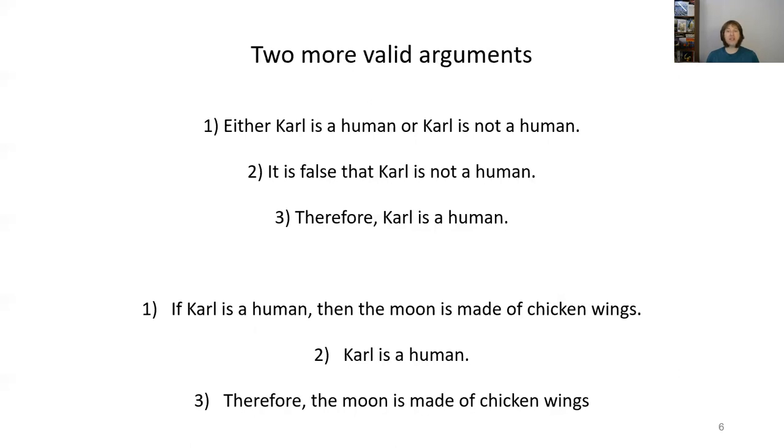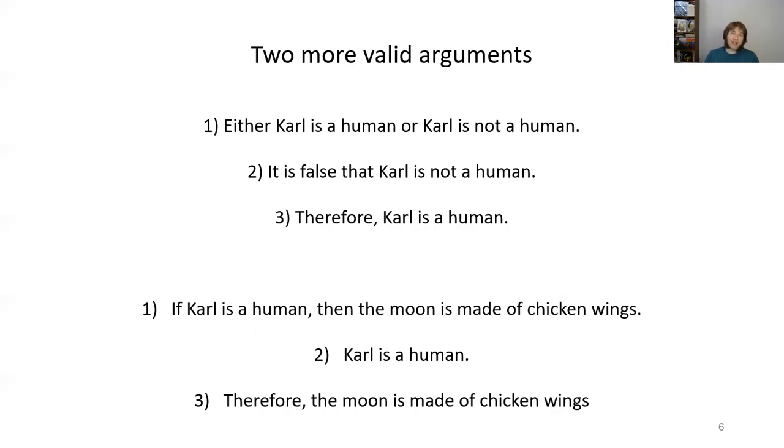Whether or not I'm a human is just irrelevant to the truth of whether or not the moon is made of chicken wings. So the content of this argument isn't very good. We shouldn't accept premise 1. Premise 2 we'll probably accept, but maybe you don't. You're not going to accept the conclusion either. But that doesn't stop this argument from being formally valid.